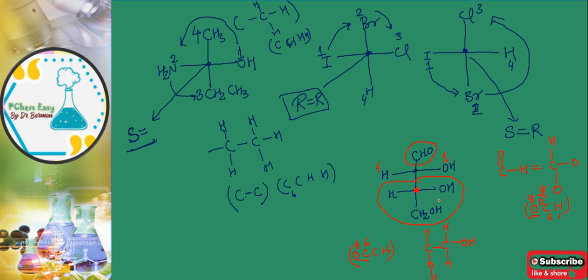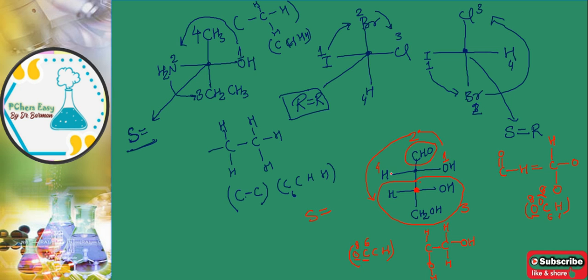So according to that, this will get the priority. After that one, this would be group 2, and this will be complete group 3. So now 1 to 2 and 2 to 3. It is how it is moving. It is anti-clockwise, so if it is anti-clockwise, we have to write it S.